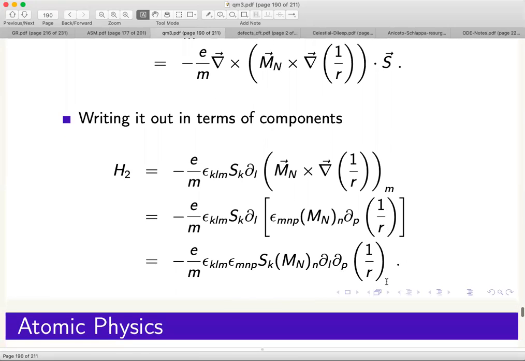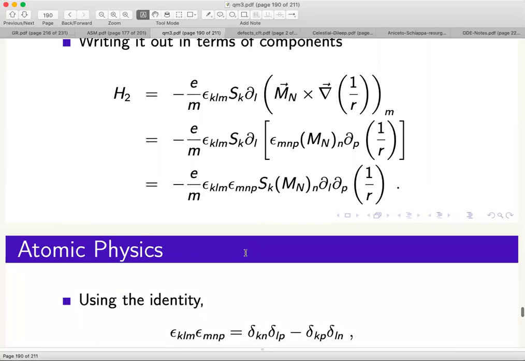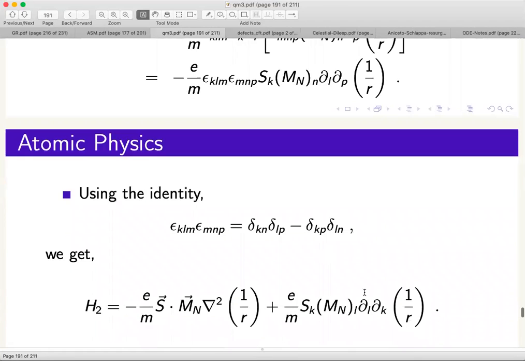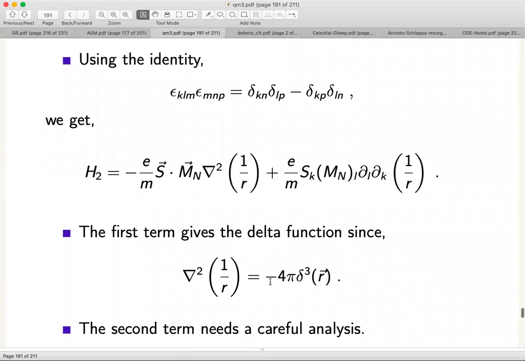Okay, and now, of course, you again have two derivatives acting on 1 over R, except that L and P sit on different epsilons, and therefore this expression is non-zero. What we need to do is to use the epsilon tensor identity, namely epsilon KLM epsilon MNP is equal to delta KN delta LP minus delta KP delta LN. Okay, we will use that. We'll plug that in up here. Whenever you get delta LP, you get a Laplacian. Whenever you get L and P somewhere else, then you get a double derivative acting on it. Okay. Now, of these two terms, the Laplacian acting on 1 over R would give us a delta function. So that is a term which is relatively simple.